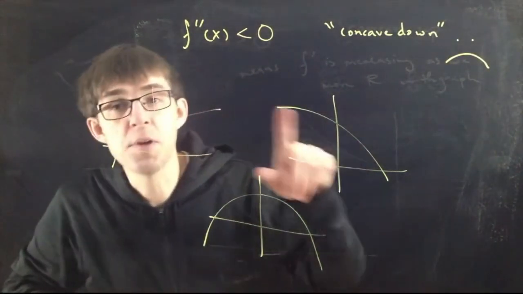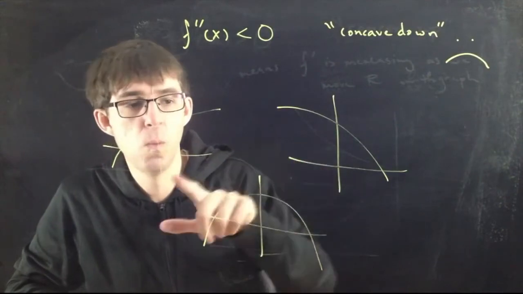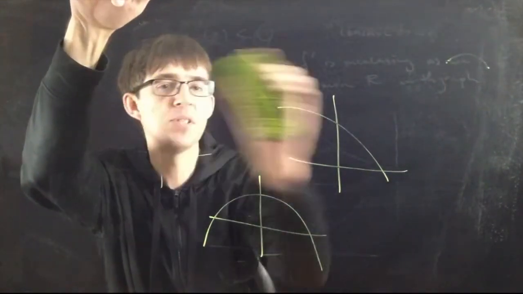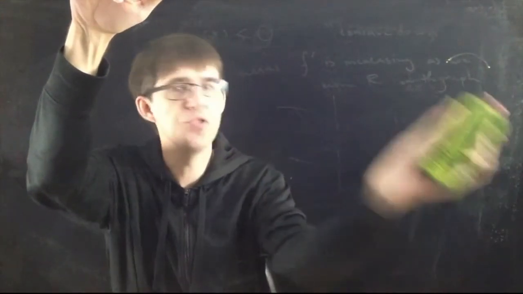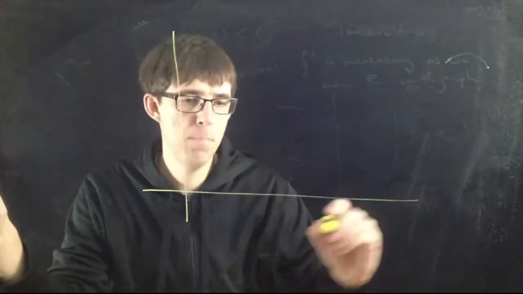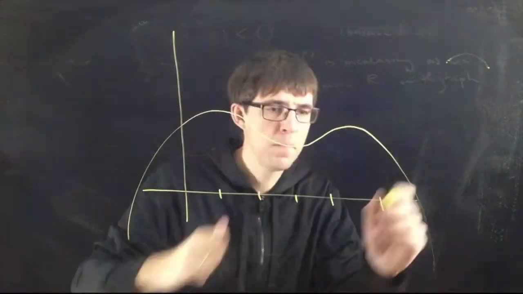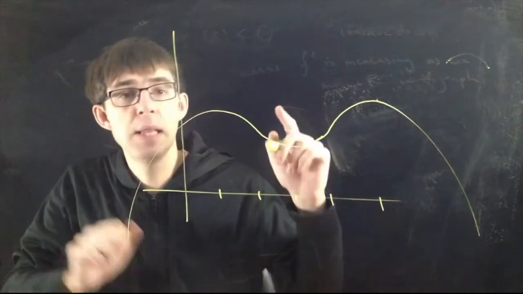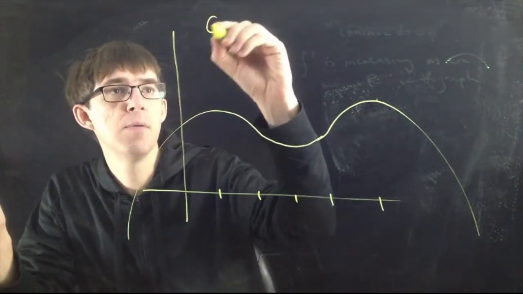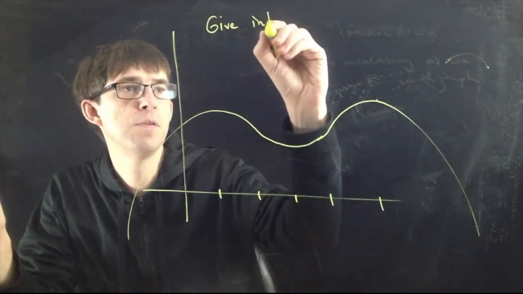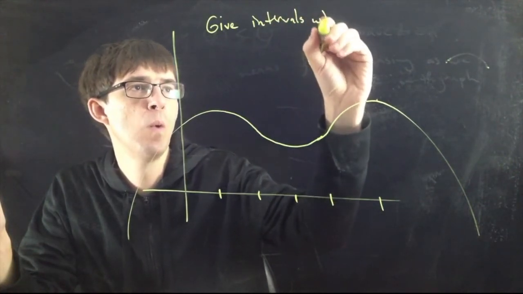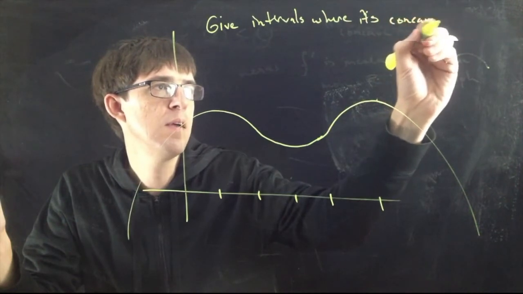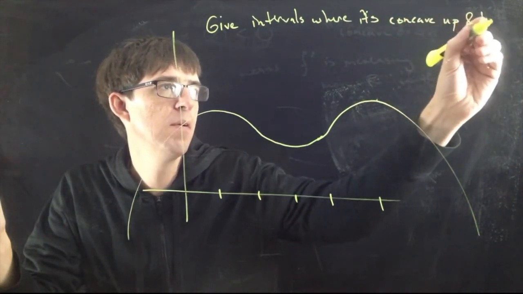Now, most of the time, the graph you're looking at doesn't look like one of these. It has some kind of combination or mixture of both concave ups and concave downs. Let's check it out. All right, how about this picture here? I would like to look at the picture and I want to give intervals where it's concave up and down.